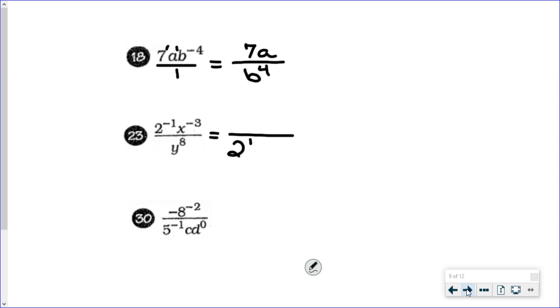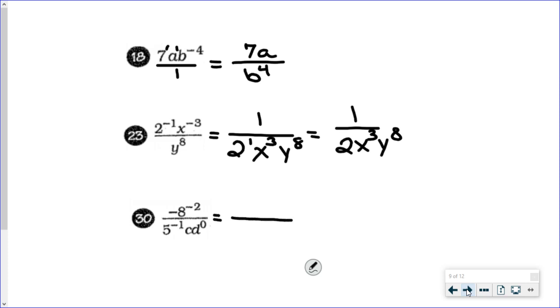Okay, now number 23. Do you see this 2 has a power of -1? I move it and get rid of the negative. The x has to be moved. Now it's a +3. The y on the bottom is positive to start, so I don't move it. And I put a 1 on the top. So it's really just 1 over 2x to the 3rd, y to the 8th. Ooh, this is tricky.